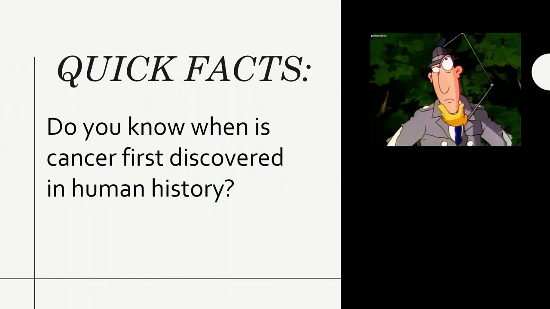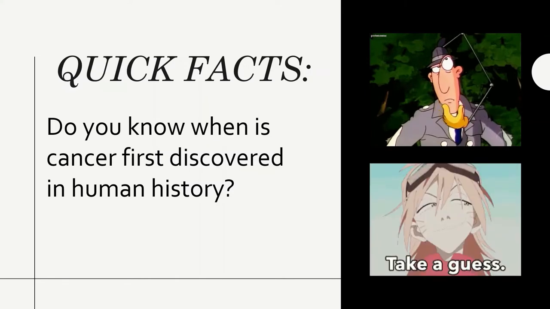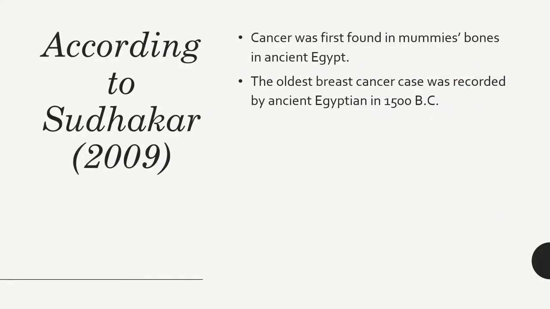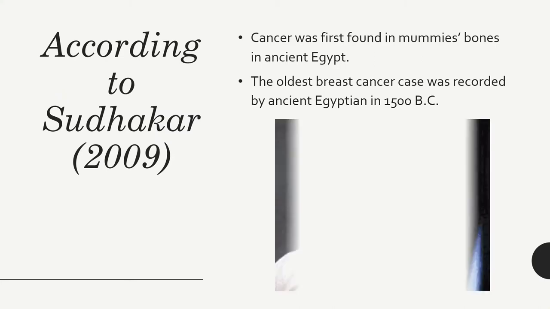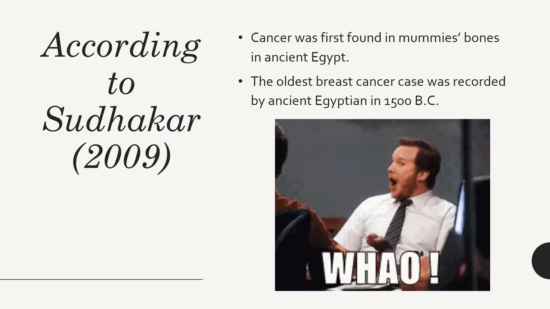So here are some quick facts. Do you know when cancer was first discovered in human history? Would you like to take a guess? Okay, according to Shudaka, cancer was first found in mummy's bones in ancient Egypt. And the oldest recorded breast cancer case is by the ancient Egyptians in 1500 BC. During that time, the treatment they provided to patients was solely palliative.